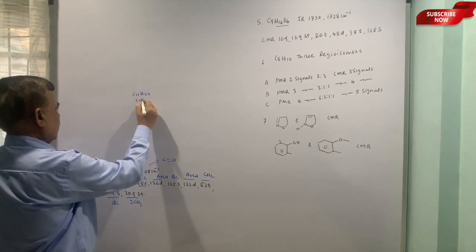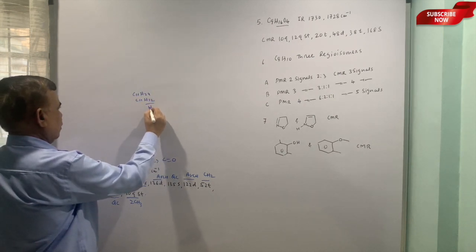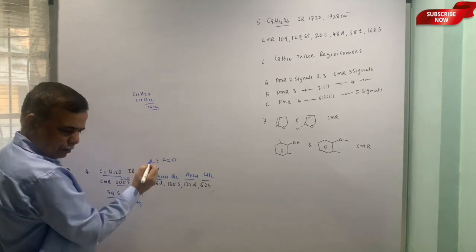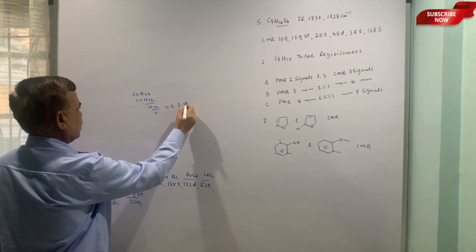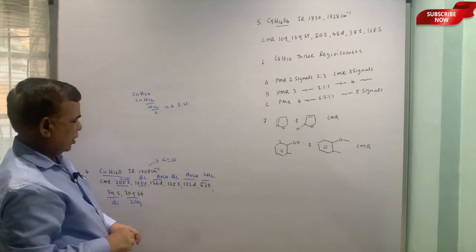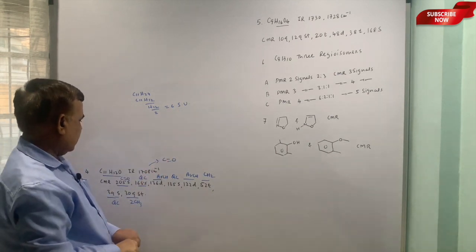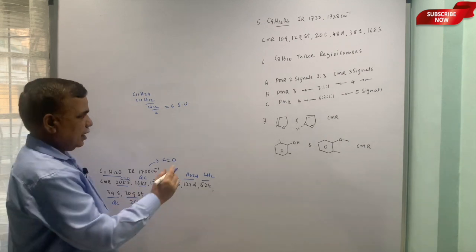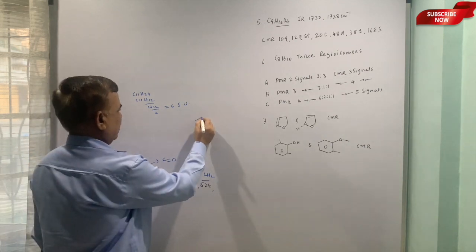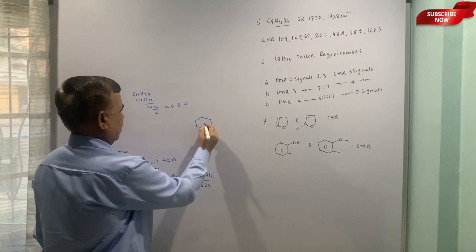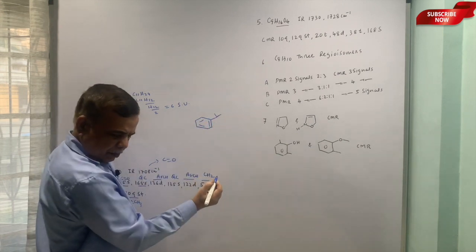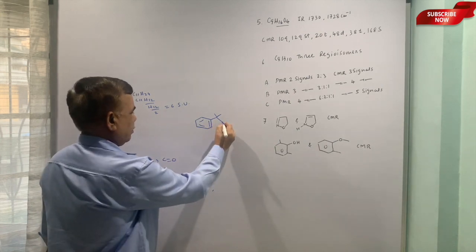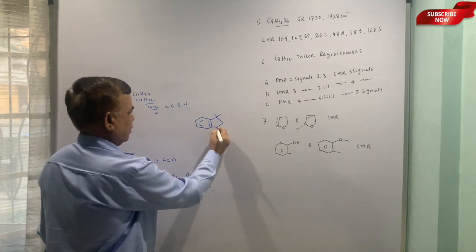So C11H12, C11H24, C11H12, 12 hydrogens are missing. So 6 degrees of unsaturation. That is how the structure has to be, and with all these things we can draw the structure, which will be like this.